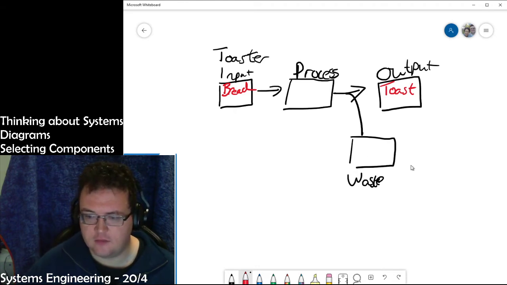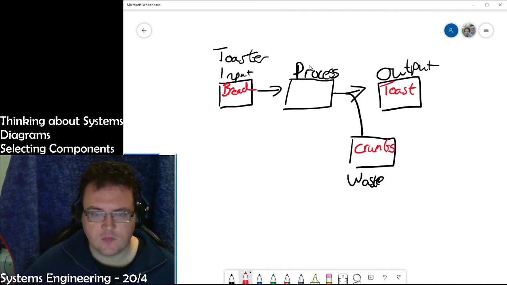What comes out? What's the waste in a toaster? What comes out? All right, so what happens inside? What is happening inside our toaster? What process is it undergoing? Yep, so it's being heated.